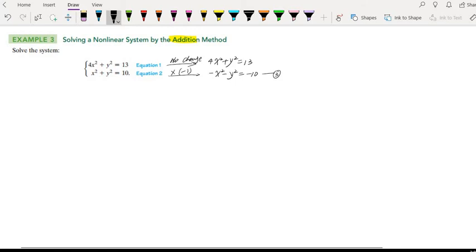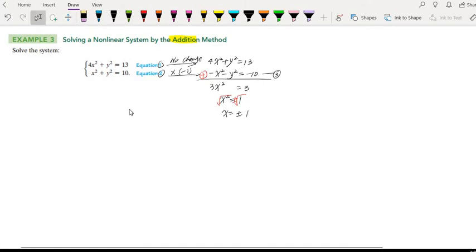Okay, this is equation 1 and this is equation 2. Then once we have this, now we're going to add them together. So we're going to have 3x squared equal to 3, which means x squared equals 1. Then we're going to take the square root of both sides. Don't forget positive negative. That will be x equals positive negative 1.